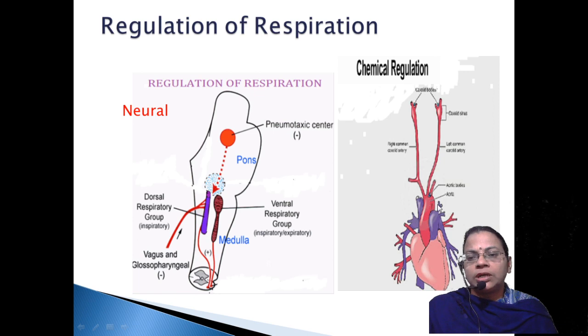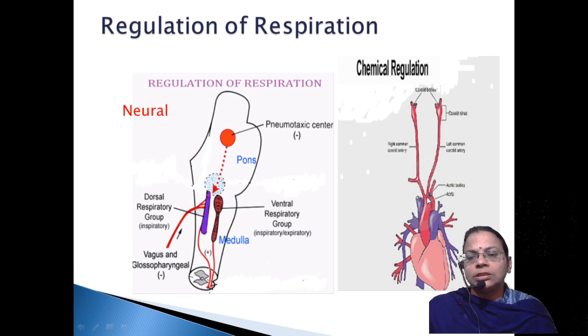From that, one branch will go down to the lower region of the body. Three branches will go up: one to the shoulder, one to the neck, and one to the brain, the brachiocephalic and carotid arteries. In that arch region itself, there is a set of chemosensory receptors that are collectively called the aortic bodies. In the aortic arch, the receptors located there are called aortic bodies.